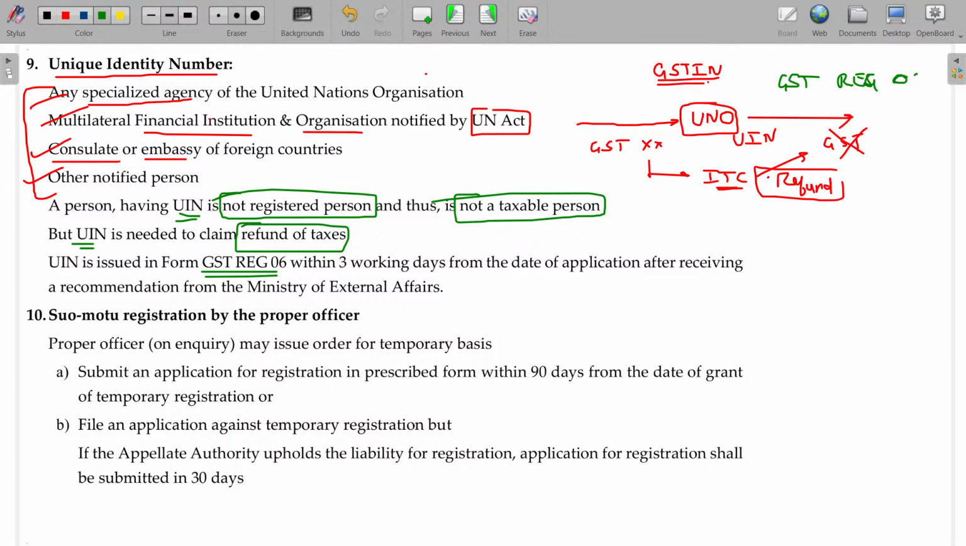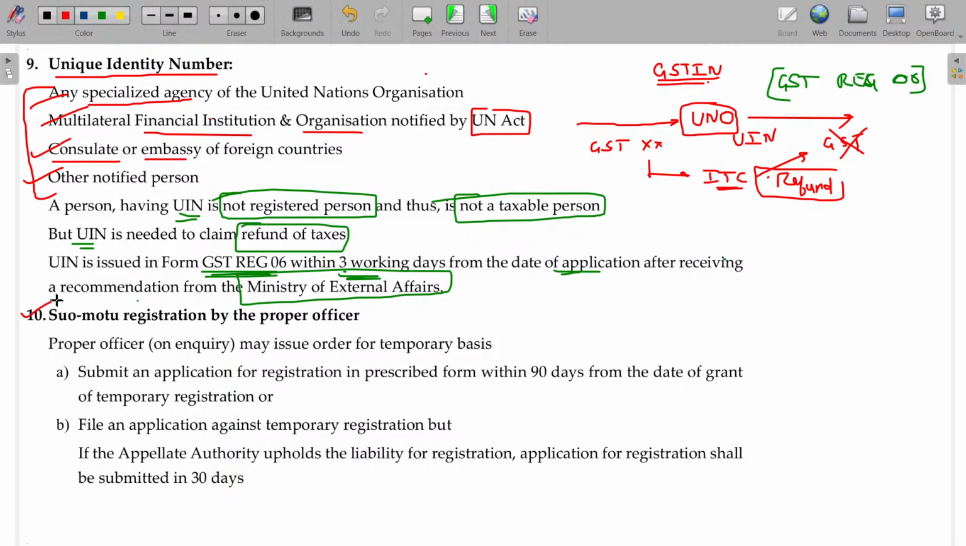Okay. So, you usually apply for registration under GST REG 1 form. You get the application sanctioned. Registration certificate is form number 2. But form number 6 is for whom? For the UN agencies, for UIN number. Within 3 working days from the date of application, after receiving a recommendation from Ministry of External Affairs, they have to get the recommendation from Ministry of External Affairs, so you'll get the UIN number.